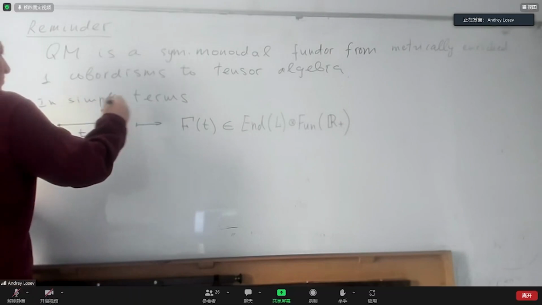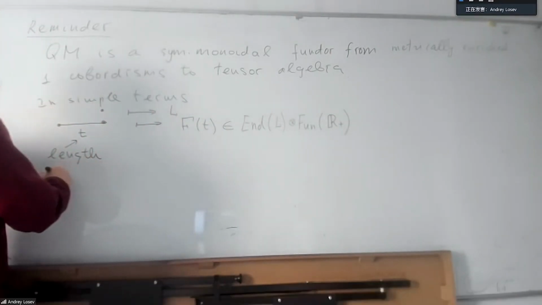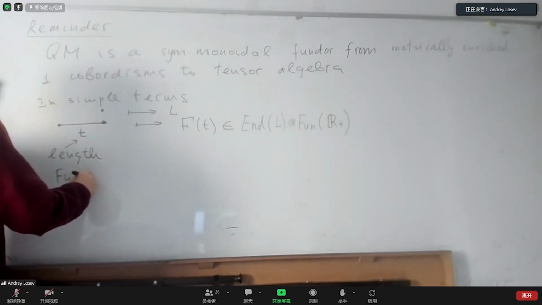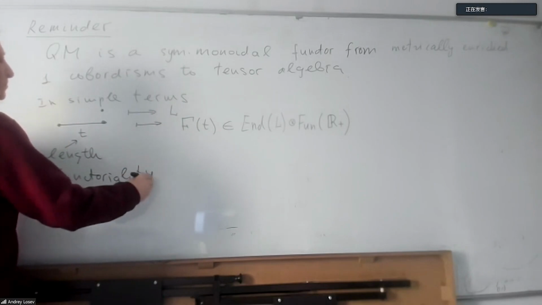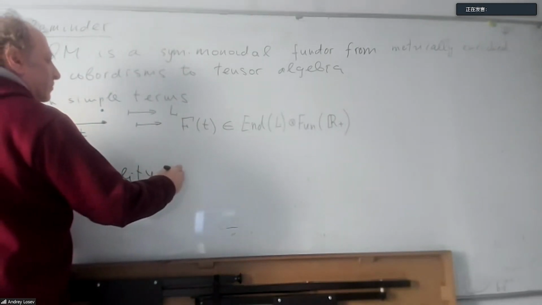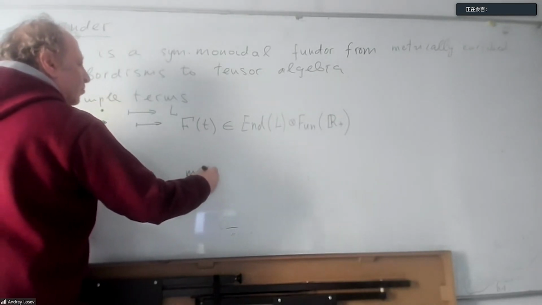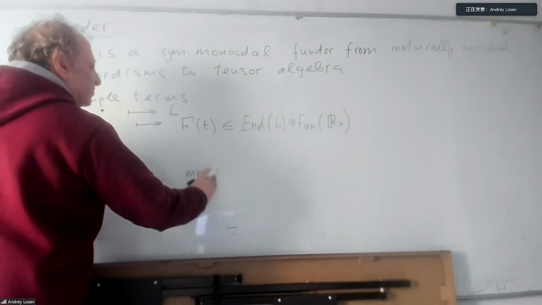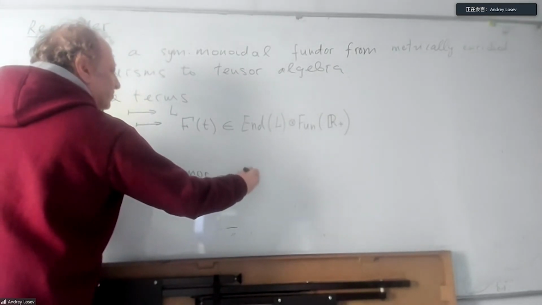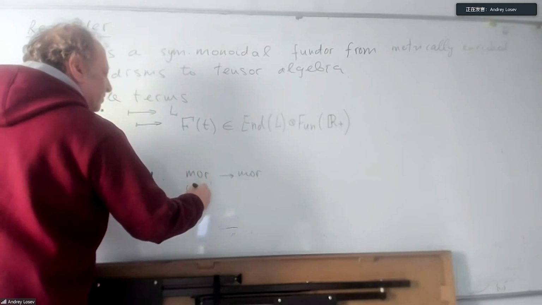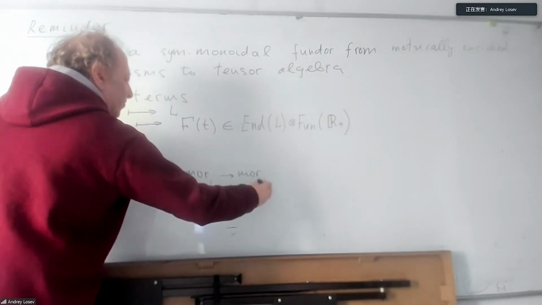So a point corresponds to the state L. Now functoriality: it takes morphisms to morphisms and composition to composition.